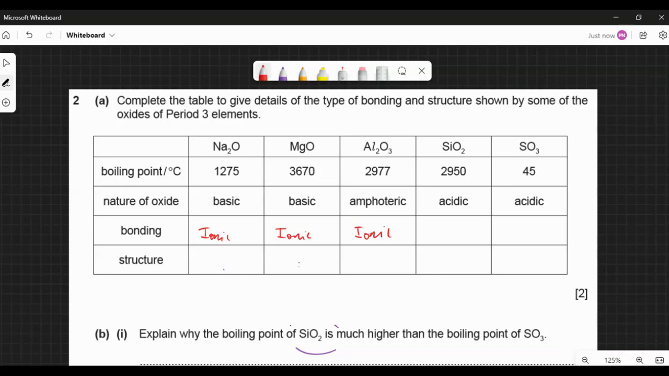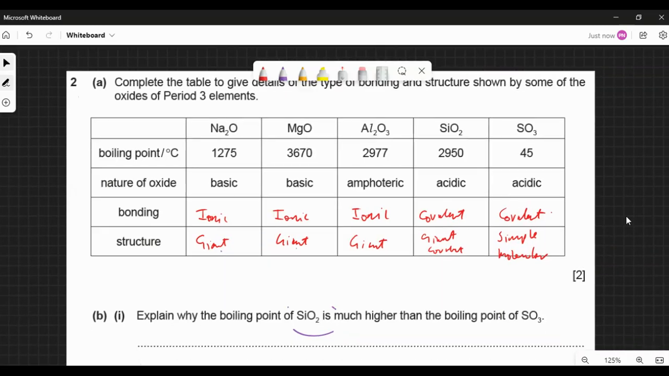Right, silicon dioxide. That's covalent, isn't it? And sulfur trioxide, that's going to be covalent as well. What's the structure? Well, this is giant ionic, isn't it? So for ionic things, the structure is a giant structure. And the silicon dioxide, well, it's giant covalent, isn't it? But it's still giant. So I'm going to write giant covalent. And the sulfur trioxide is simple covalent. Simple molecular is probably a better term because we've already used the word covalent.